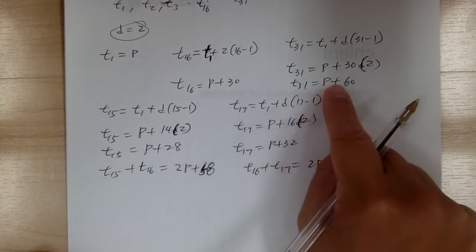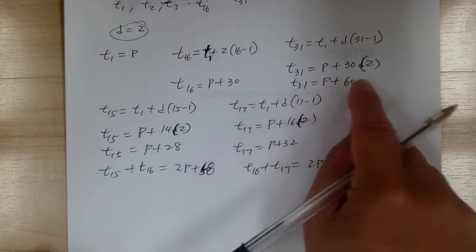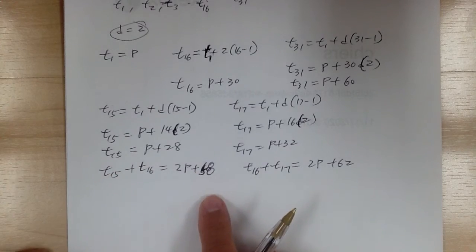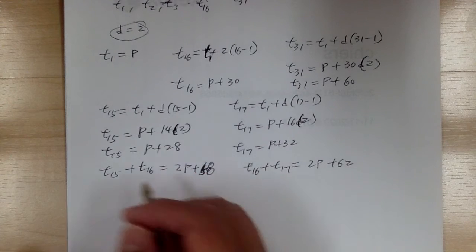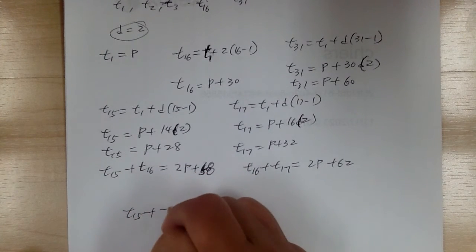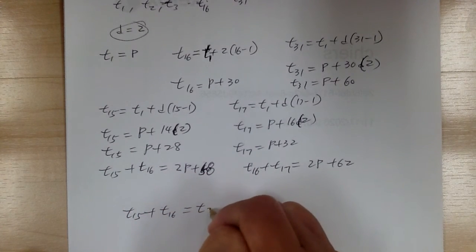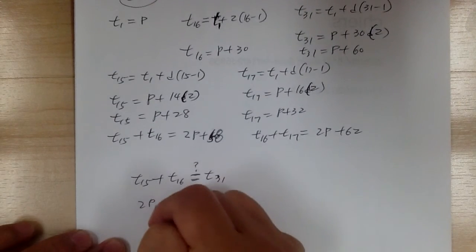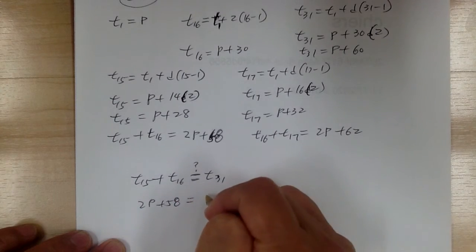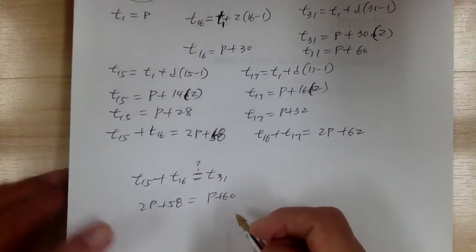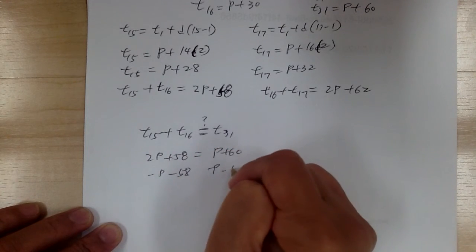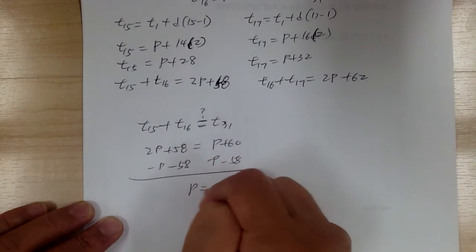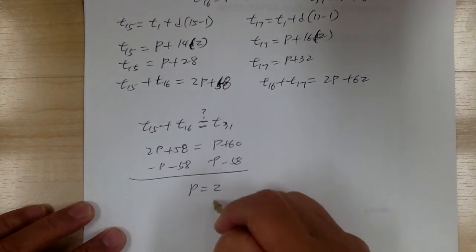So let's say, remember this book is going to equal the price of the two, right? But you don't know which case, right? So you're going to set them equal to each other. So you can say T15 plus T16 equals T31, again question mark. So you're going to get 2P plus 58 equals P plus 60. So solve. So you got P equal to 2, okay? So this could be good.